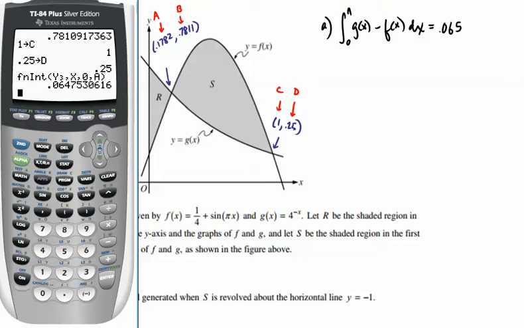Alright, then we're ready to go on to the second part, which is to find the area of the region S. And so here the two functions have changed. F of x is now above g of x, so I'll set up the integral.